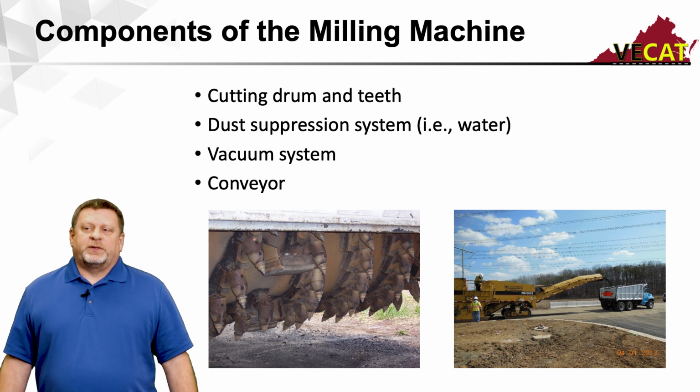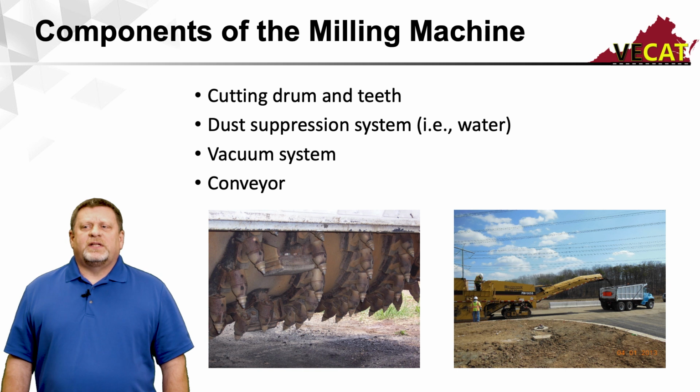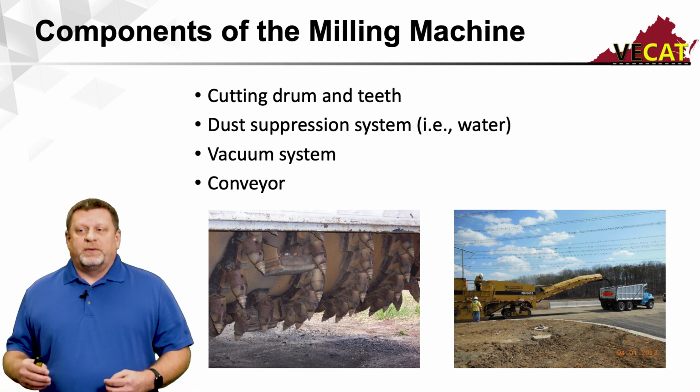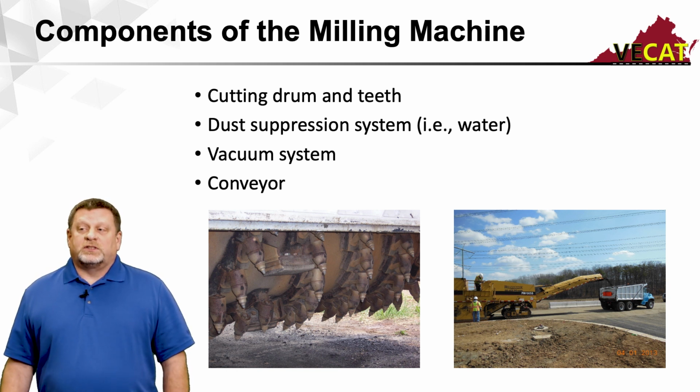Here's a nice picture of a cutting head or a drum. You can see the teeth on here that are used to basically do the actual milling itself. Also notice in between some of these teeth are a couple of paddles. These paddles help push the millings as they're ground up and processed up onto those conveyors to help you transport it, as you can see, from the roadway to the truck, which is in the picture on the right. That's how the material is processed over.